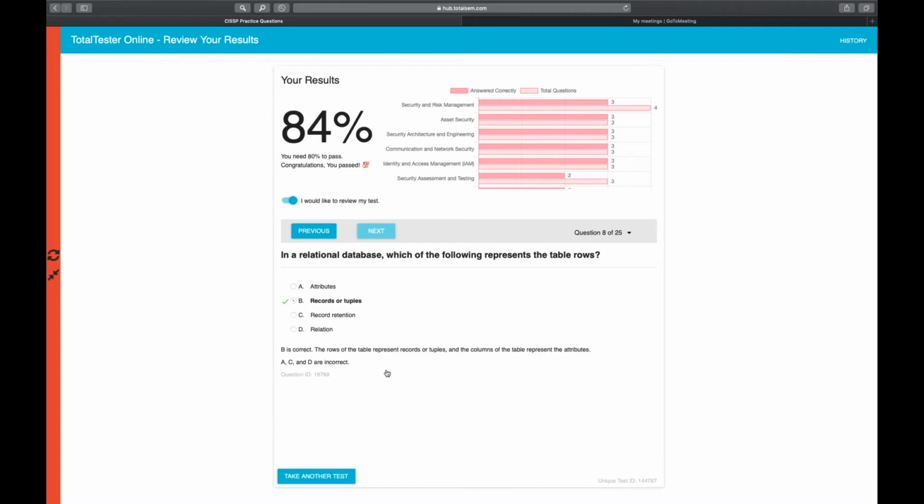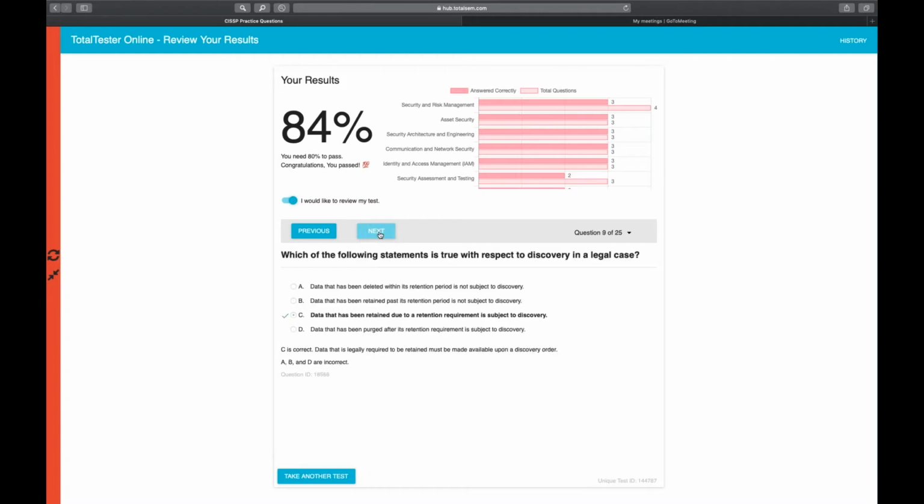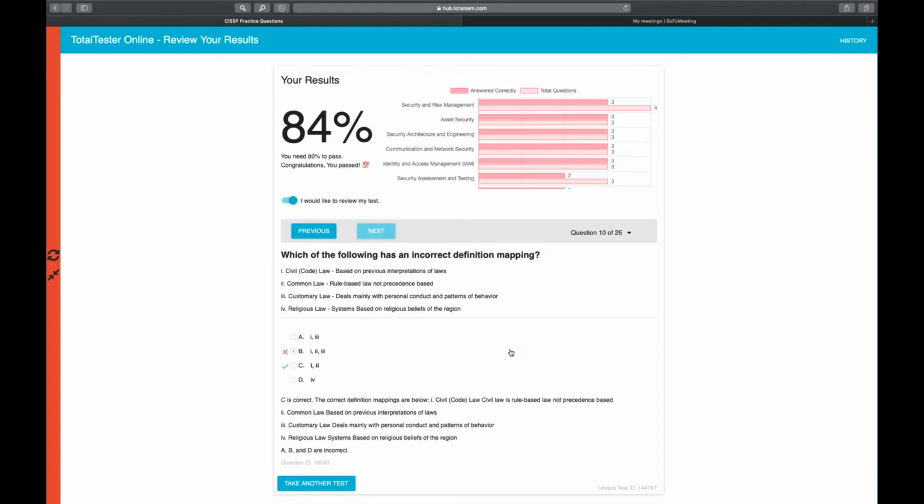The rows of the table represent records or tuples. The columns represent attributes. Data that has been retained due to retention requirements. So data that is legally required to be retained must be made available upon a discovery order. We talked about that. C is correct.